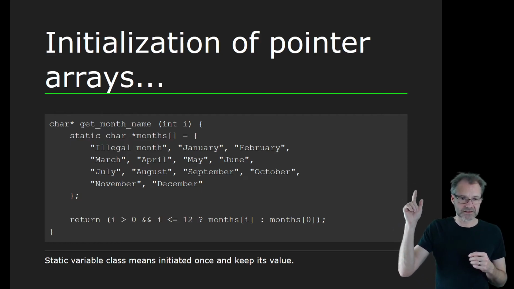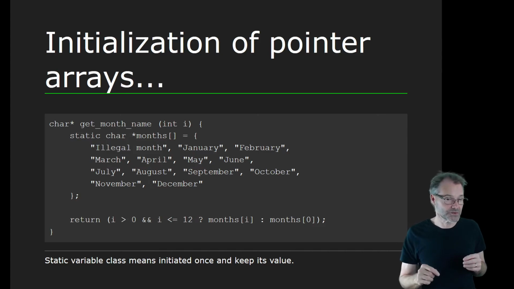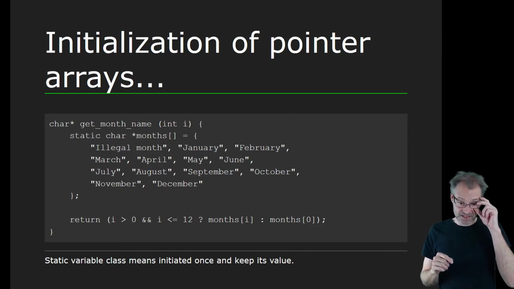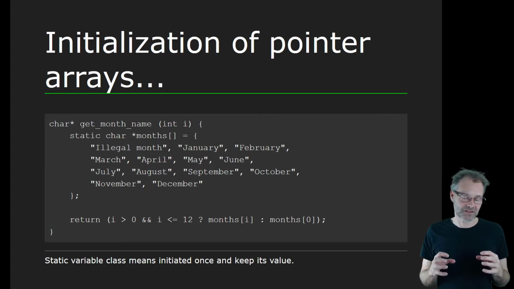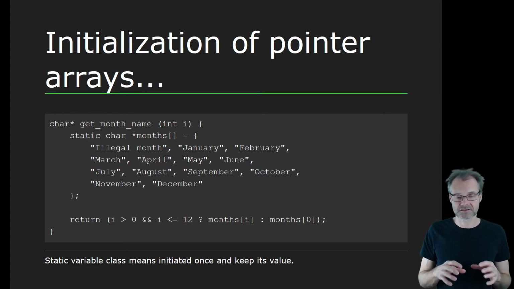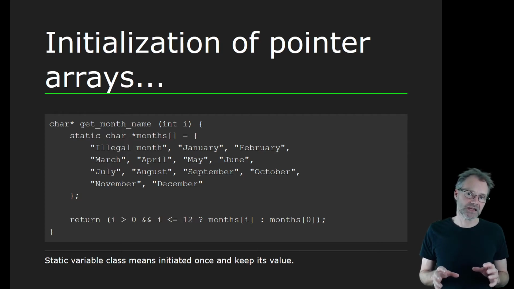Let's check up there also that I'm using static. So I'm using the static variable class when I declare this. This means that this variable here is only initialized once. And so the first time someone calls this function, get month name, the content of this character array is initialized, and then it will keep its value.